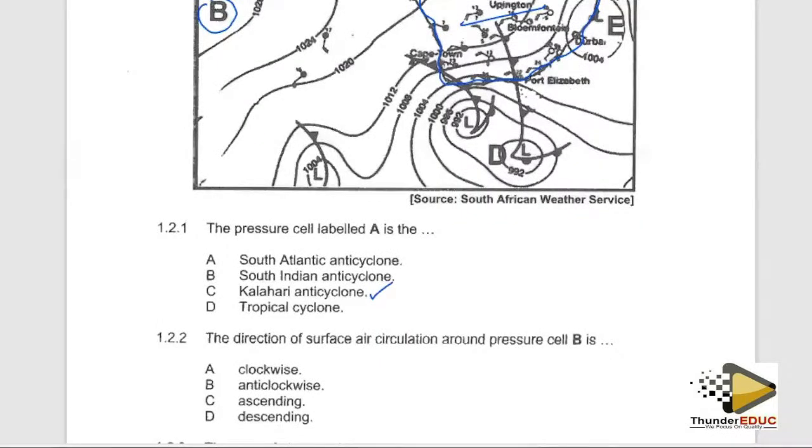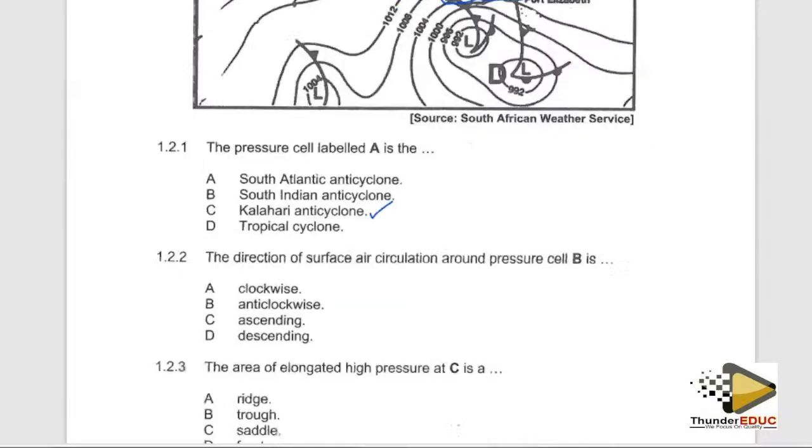So the direction of surface air circulation around pressure cell B: since we know pressure cell B is a high pressure cell, we need to understand the movement of air in high pressure cells. So they will be subsiding. This is the upper atmosphere, where there will be convergence. Then on the surface, there will be divergence.